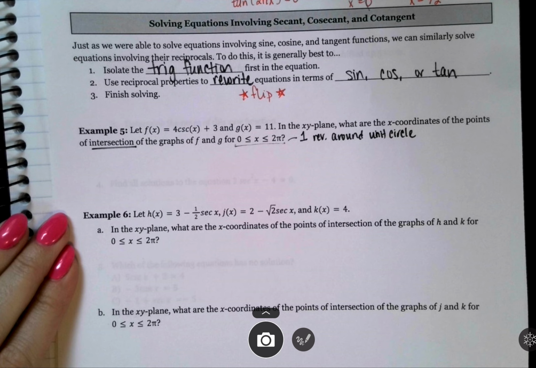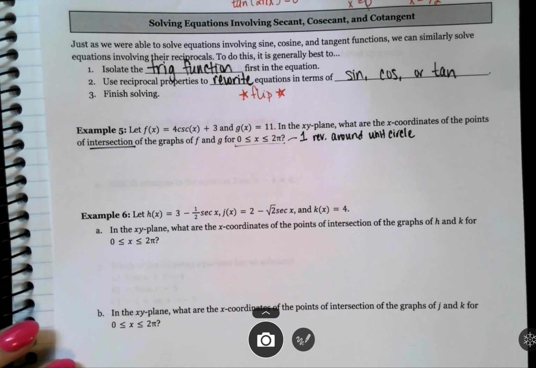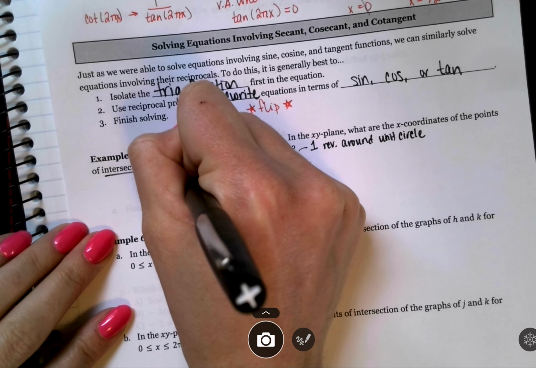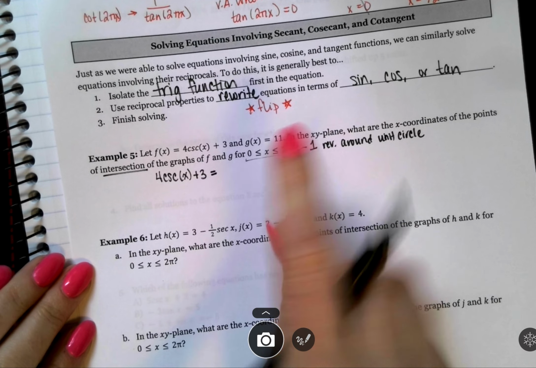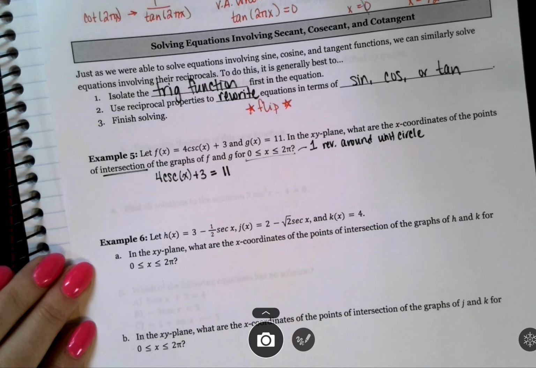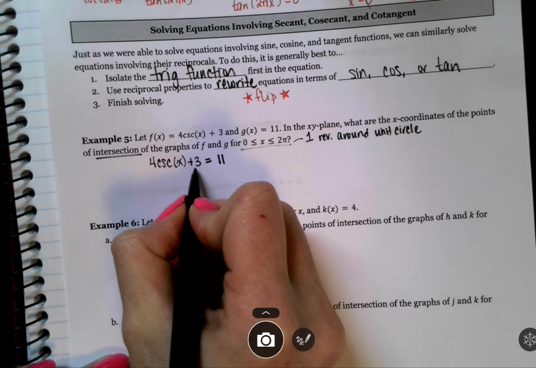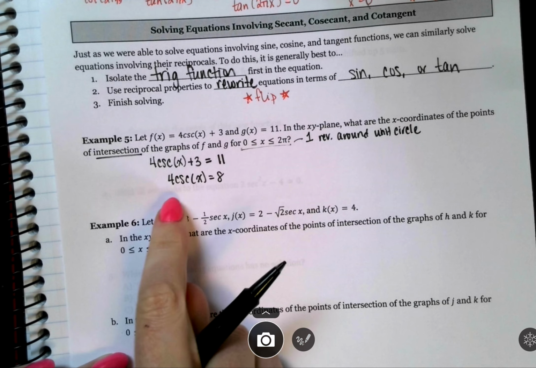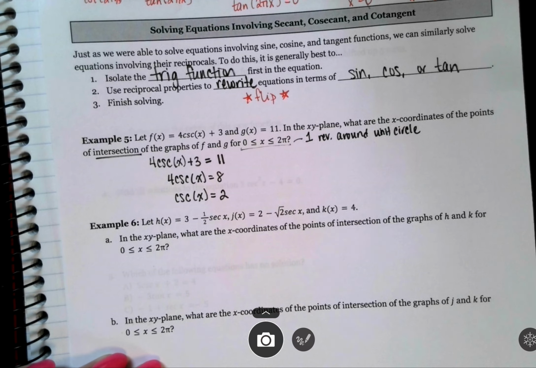If I'm looking for the intersection of two graphs, that means I'm setting them equal to each other. So I'm going to start by writing 4 cosecant of x plus 3. That is f of x. And I'm going to set it equal to g of x, which is just 11. So now I want to use my algebraic properties to get cosecant of x by itself. So I'm going to subtract 3 from both sides. And then I'm going to divide both sides by 4. So I have cosecant of x equals 2.